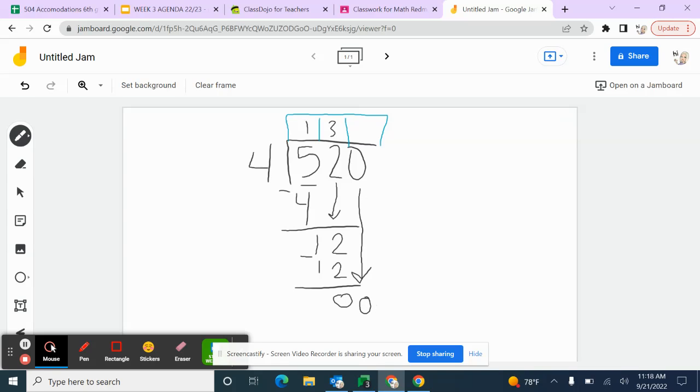Does 4 go into 0, 0? Well, no, it doesn't, so we add a 0. So your quotient or your answer is 130.